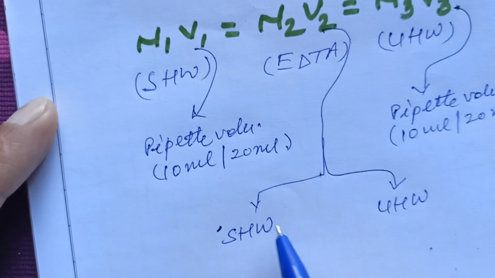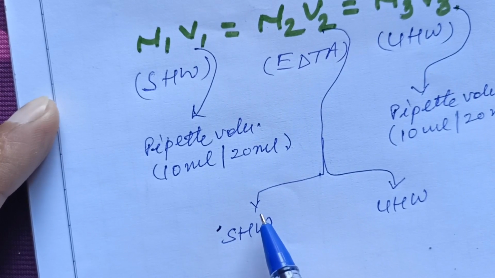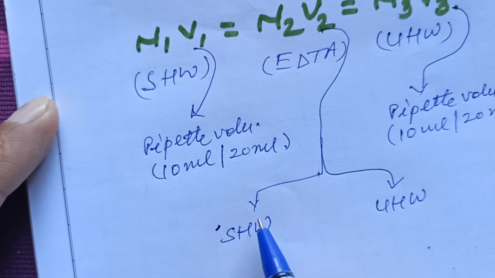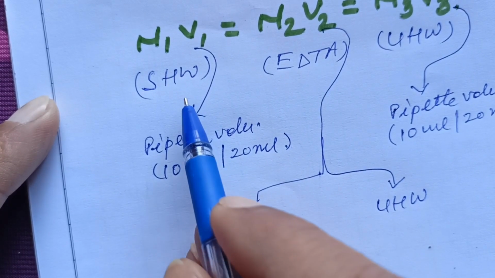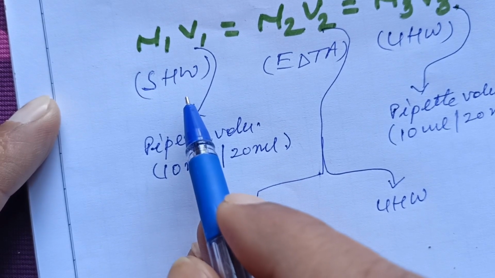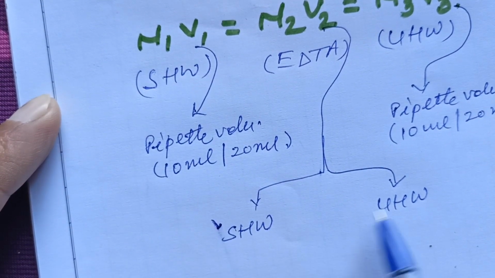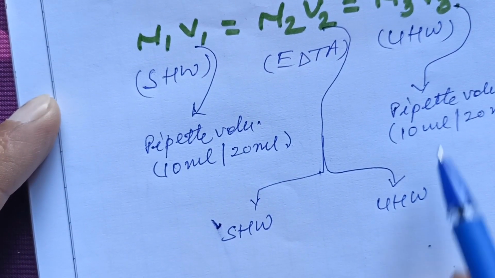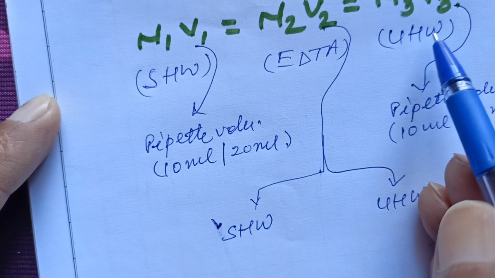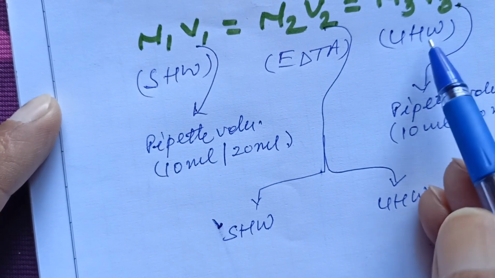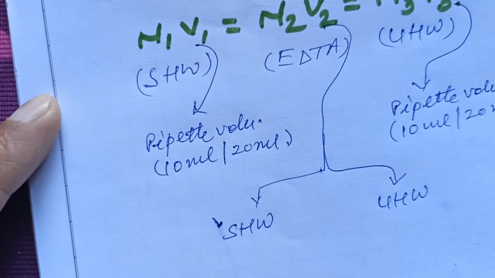So when the first reading comes in the form of sky blue color, this is for the standard hard water, because we have taken the standard hard water volume first. Then the second time, this reading belongs to the unknown hard water sample, which is to be calculated, and this is the volume regarding the EDTA.